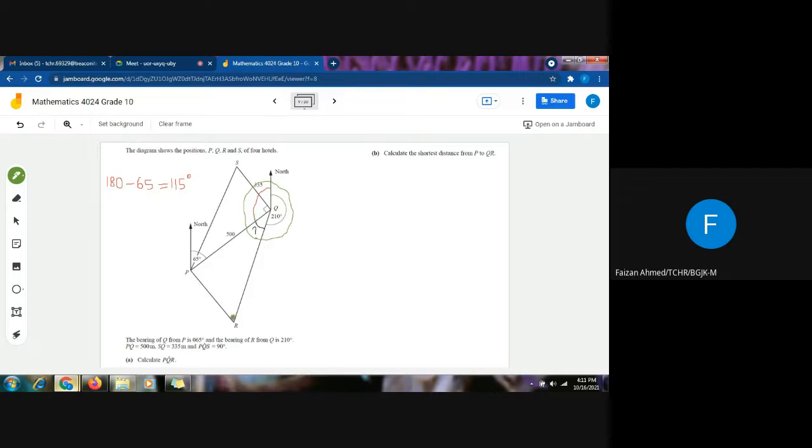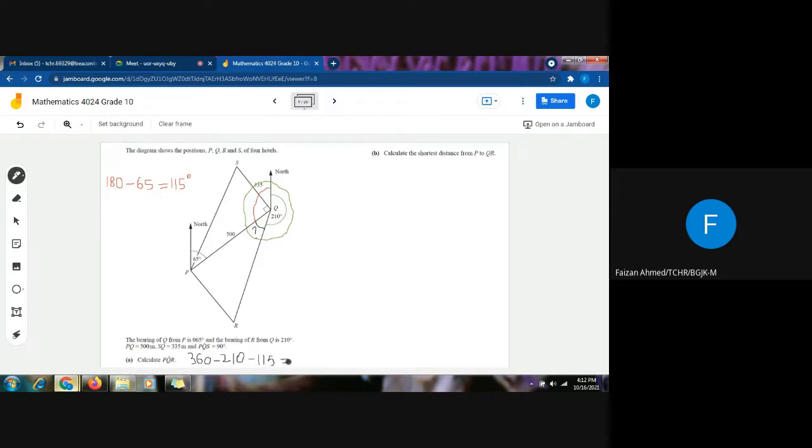So what will I do? I will just subtract these two angles from 360 to get the smaller angle. So I will write 360 is the complete total angle, and I will subtract the parts. One part is 210 from here till here, so I will subtract 210, and the other part is 115, so I will subtract 115 as well to get the smaller angle, which is basically angle PQR.